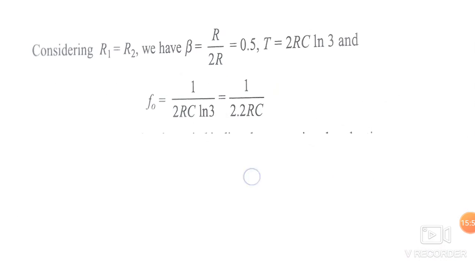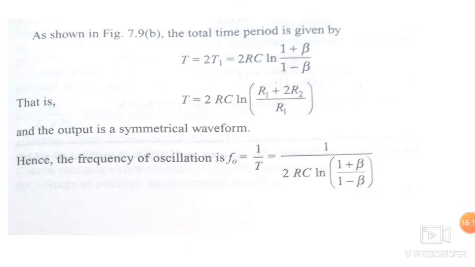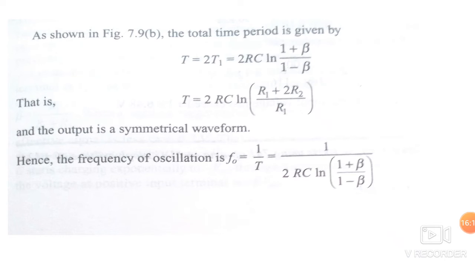So T1 is the half time of the output square wave. Solving this, we get T1 is equal to RC natural log of (1 plus beta) upon (1 minus beta), and that is giving RC natural log of (R1 plus 2R2) upon R1.